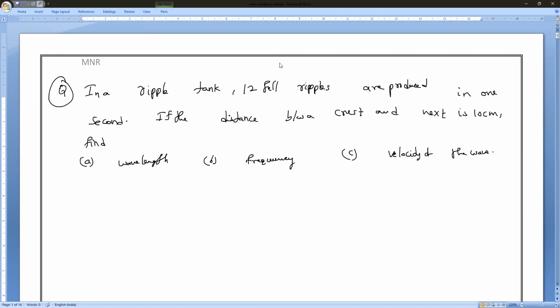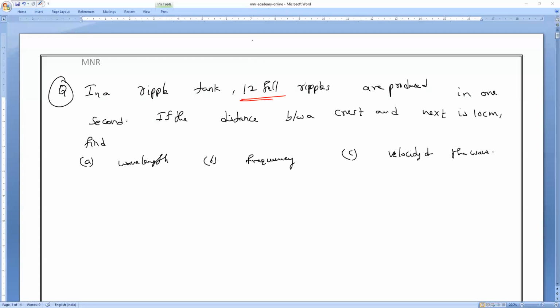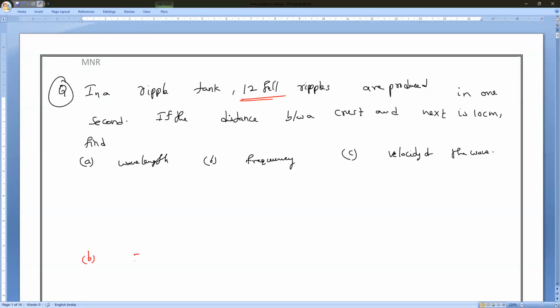So first, based upon the data, draw the diagram. If you read the question, in a ripple tank, 12 full repulsions are produced in 1 second. From that I can say, for 1 second, full repulsions means 12 waves, 12 vibrations. So the number of repulsions produced in a second is called frequency.